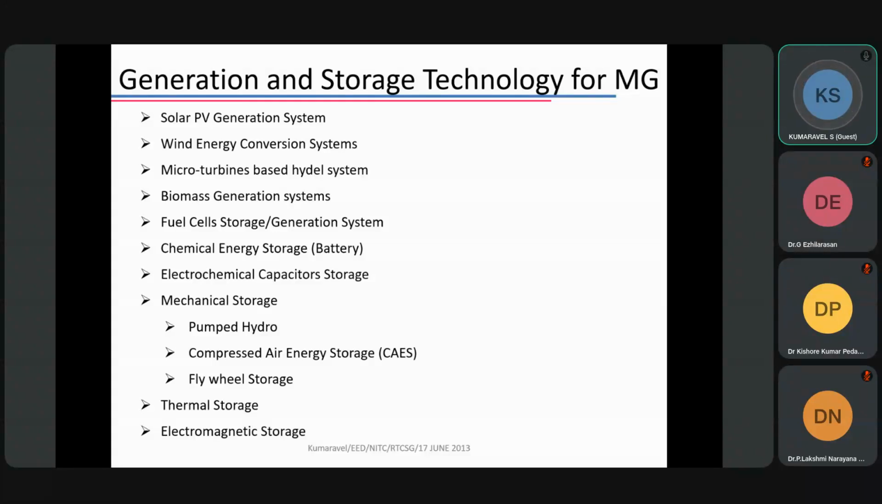Am I audible? Participants are there? Yes, sir. Is it visible? Whatever I am speaking, is it audible, clear? Yes, sir. Very good. Audible, sir.